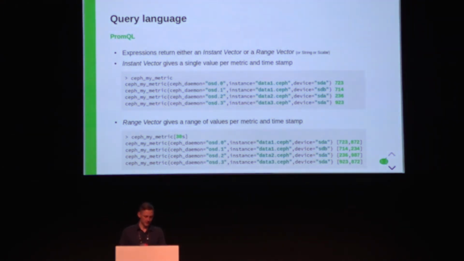Again, it's a very nice query language. It's statically typed. So you have a bunch of types that you deal with, and the operations are well defined on certain types. The most interesting types are instant vector and range vector. There are a few simple types like strings, scalars, and stuff like that. Those are not too interesting.